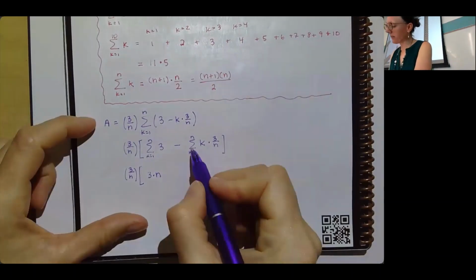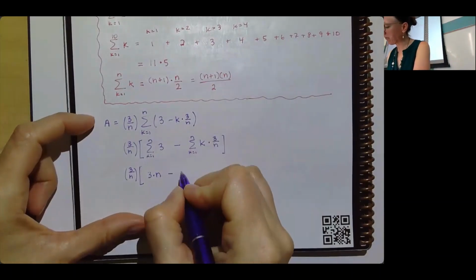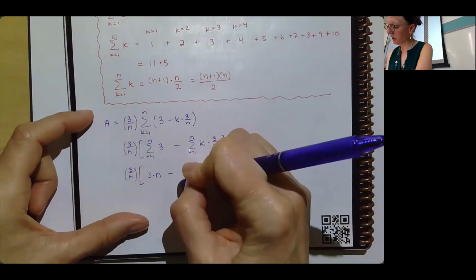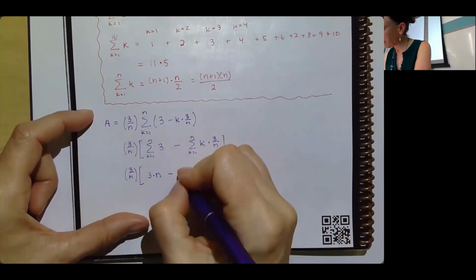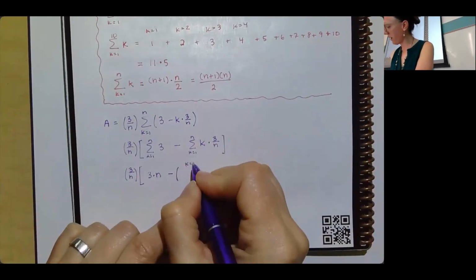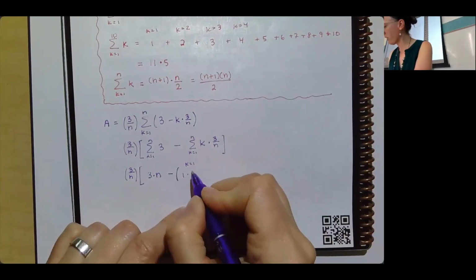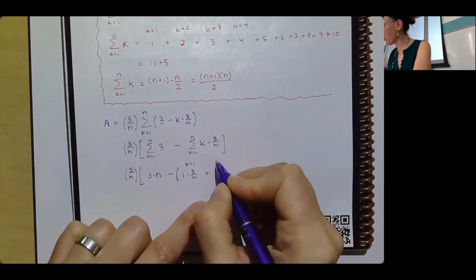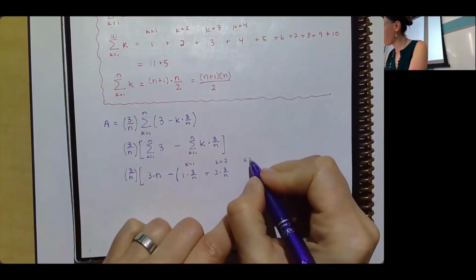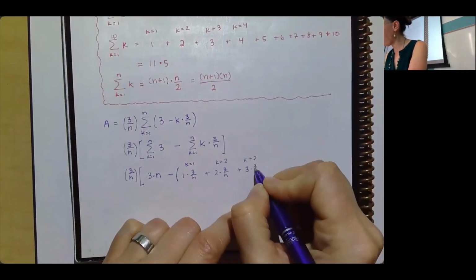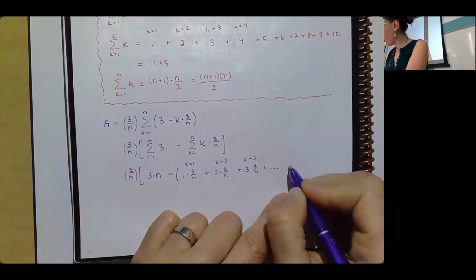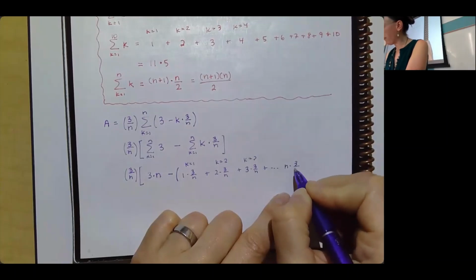So I'm going to write out the summation a little bit, so I don't need the summation notation. Good job. Okay. So when k equals 1, I would have 1 times 3 over n. And when k equals 2, I would have 2 times 3 over n. And when k equals 3, I would have 3 times 3 over n. And I would keep going all the way to n times 3 over n.